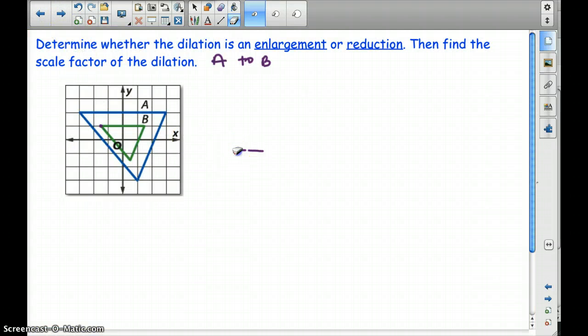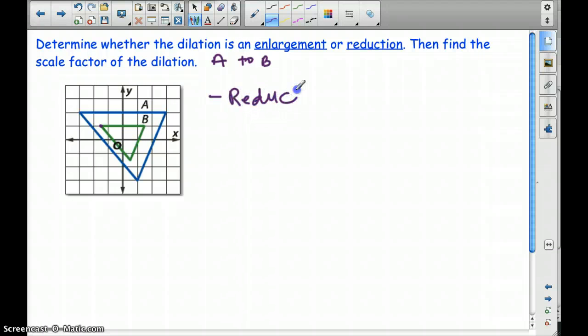Okay, so let's look at this example. Determine whether the dilation is an enlargement or reduction. So let's do that first. And we're looking at from A to B. So A is bigger and B is smaller, so it is going to be a reduction. Okay. So since it's a reduction, when we find the scale factor, it needs to be between 0 and 1. So we need to have a fraction for our scale factor.